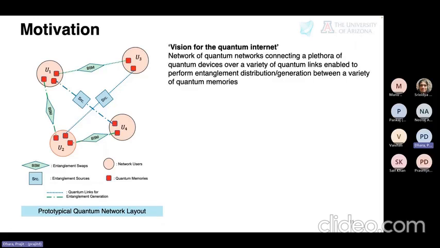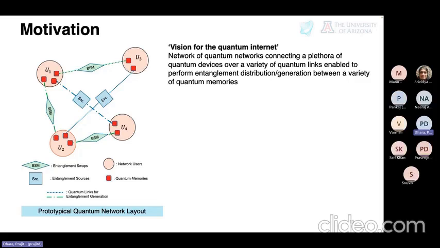And the vision for the quantum internet is that you take a lot of such small networks and then you connect them on a bigger network and then you just do entanglement distribution over a variety of different quantum memories or quantum systems.